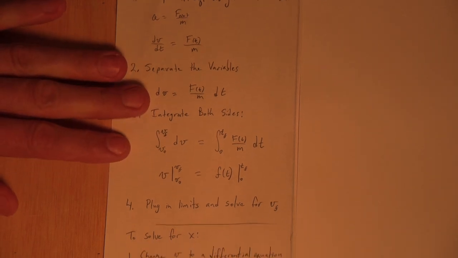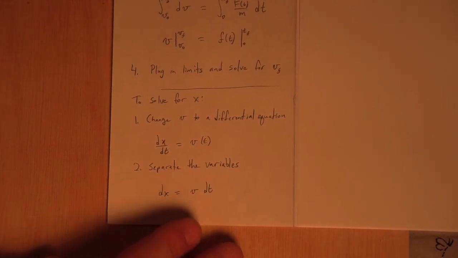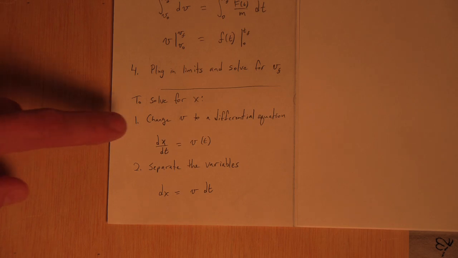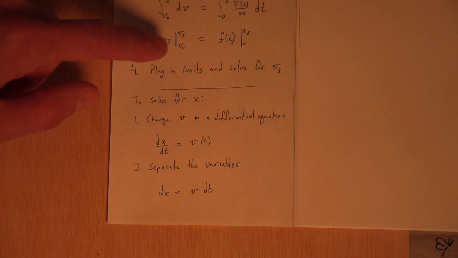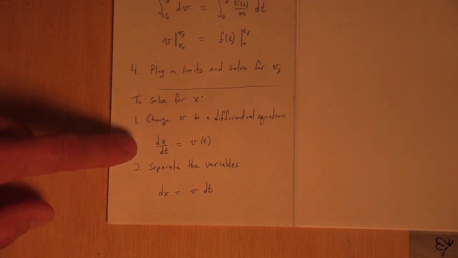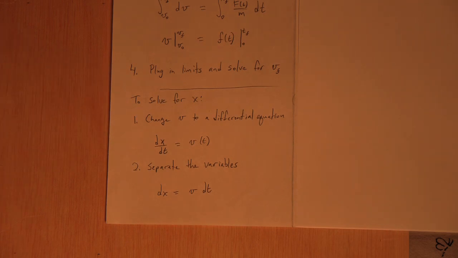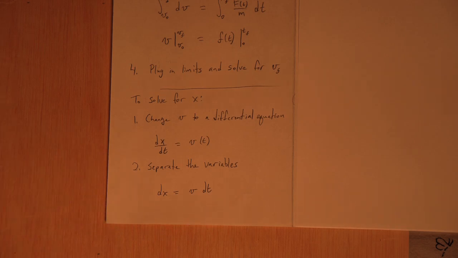And then, once we get the velocity as a function of time, we can realize that the velocity itself is actually a derivative. It's a derivative of x with respect to time. So we take our function from the previous answer and replace v on this side with dx/dt. Then we have our differential equation, and we do the other 3 steps.